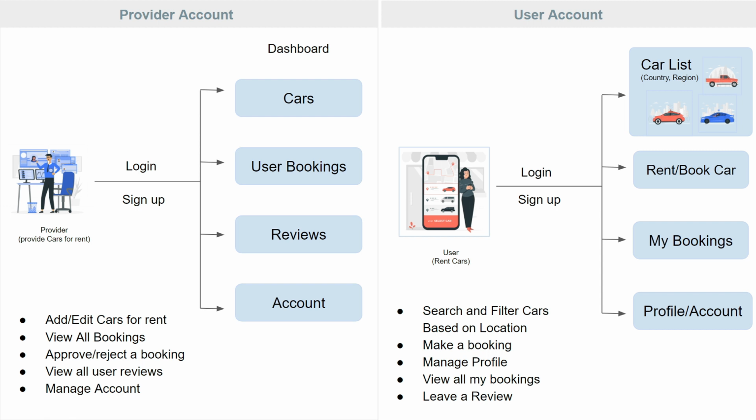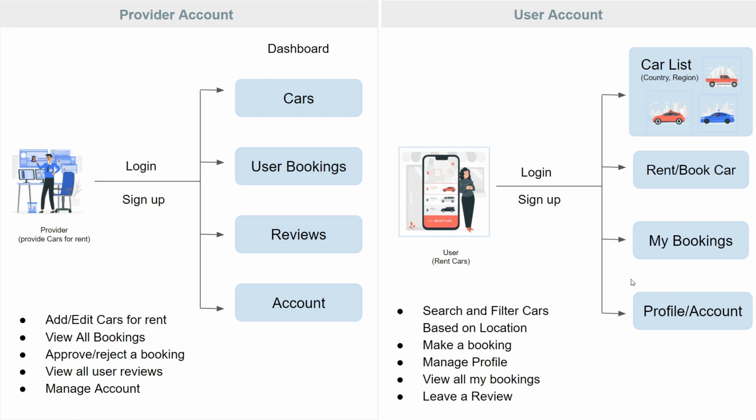So if I am in Accra, I probably want a car which is around Accra to be able to rent. Right, so you are going to be able to search for cars based on your location, that is your country and then your region. And then when you find a car you want, you are going to be able to book the car, that is, make a booking to be able to rent the car.